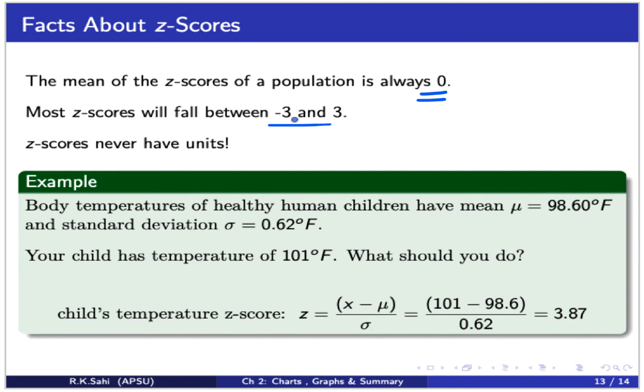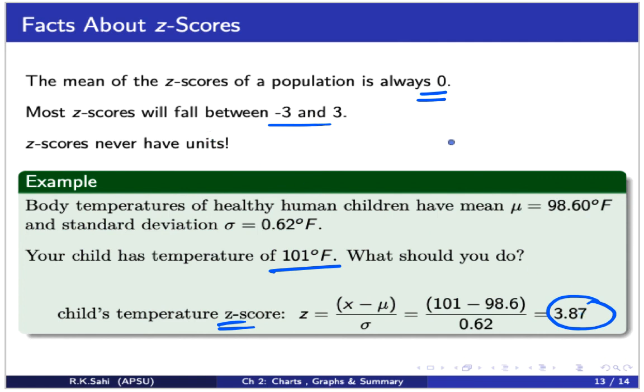For example, the body temperature of a healthy human child has a mean of 98.6 degrees Fahrenheit and a standard deviation of 0.62 degrees Fahrenheit. Suppose your child has a temperature of 101 degrees Fahrenheit. What should you do? Well, you look at the z-score as compared to the rest of the healthy children. So we put x minus mu over sigma, which is 101 minus 98.6 divided by 0.62, which is 3.87.